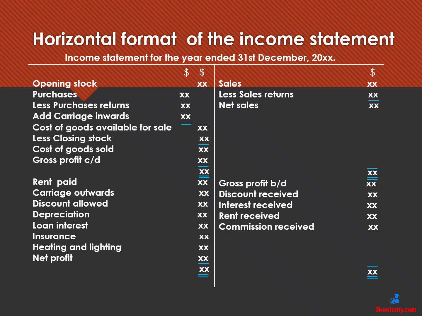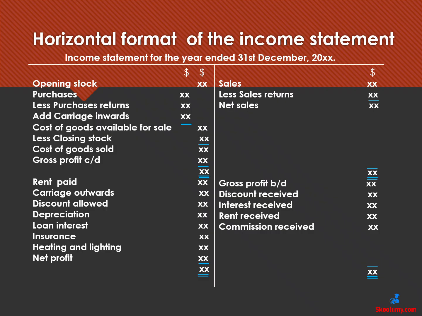On the left, the cost of goods sold or cost of sales is calculated as opening stock, plus purchases, less purchases returns, add carriage inwards, less closing stock. The difference between net sales and cost of goods sold is gross profit. The gross profit is brought down on the right of the second section.